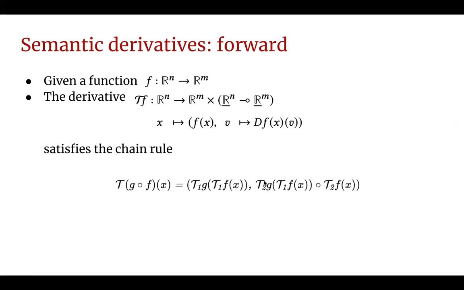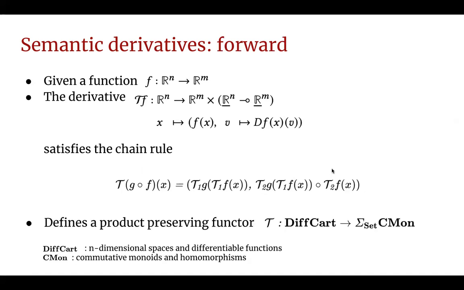Okay, so this says the second component is the derivative of G evaluated at F of X composed with the derivative of F at X, right? So this is the regular chain rule. Now, why did I write it in such a funny way? Well, it's because I want to see it again as a functor. But now the question is, what should the codomain be of this functor?